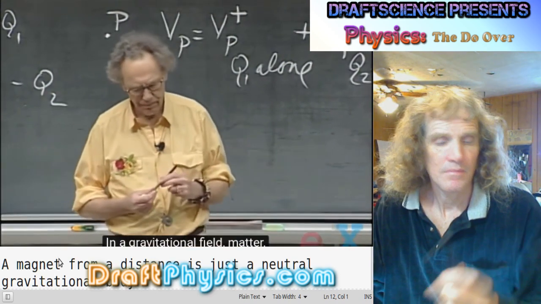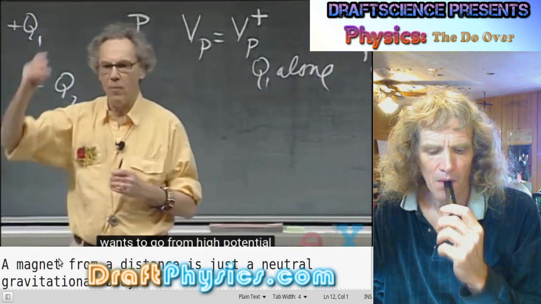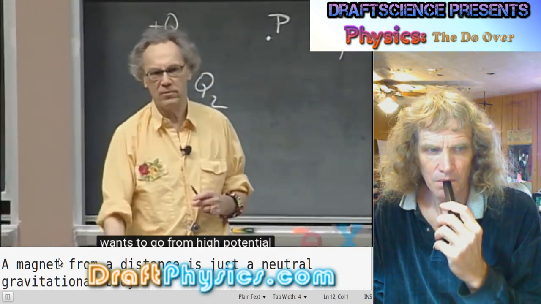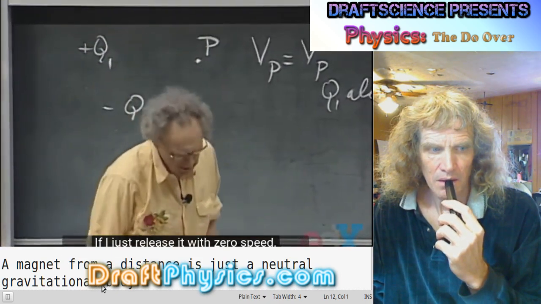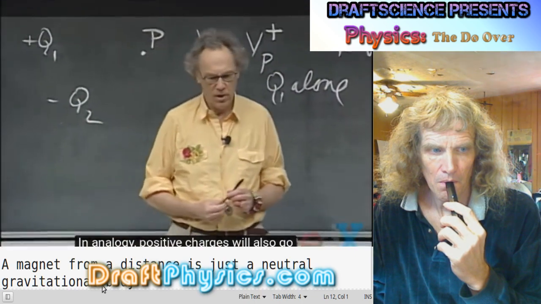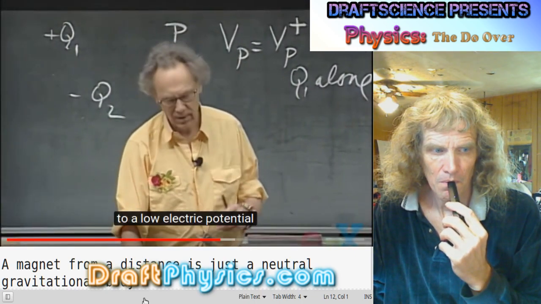In a gravitational field, matter, like a piece of chalk, wants to go from high potential to low potential. If I just release it with 0 speed, there it goes. High potential to low potential. In analogy, positive charges will also go from a high electric potential to a low electric potential.